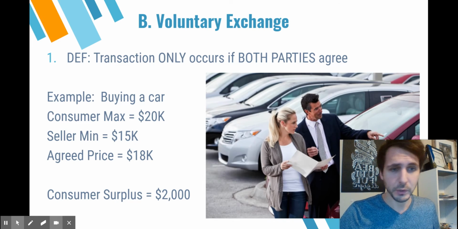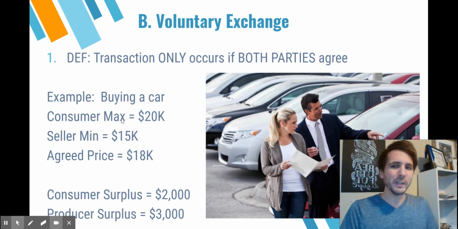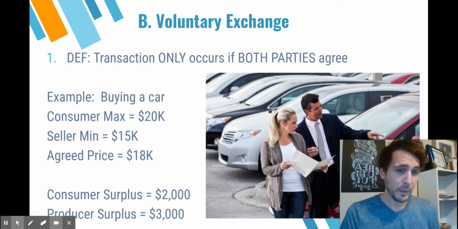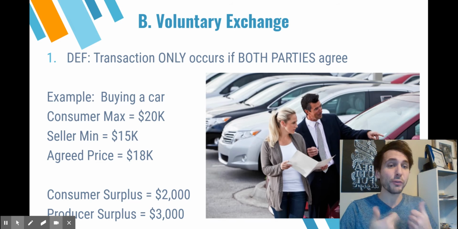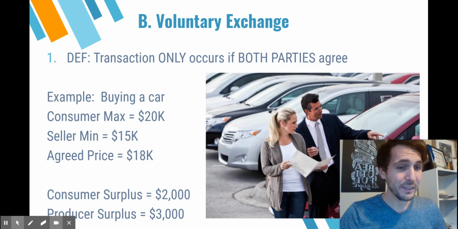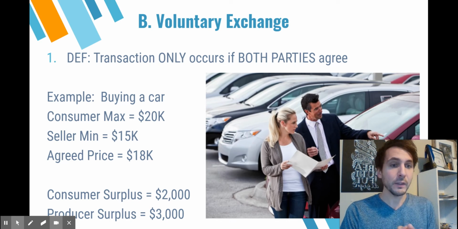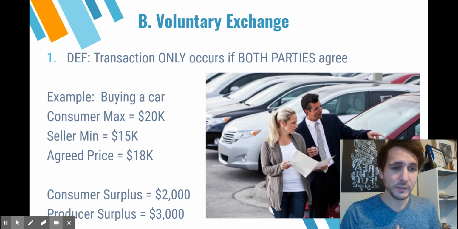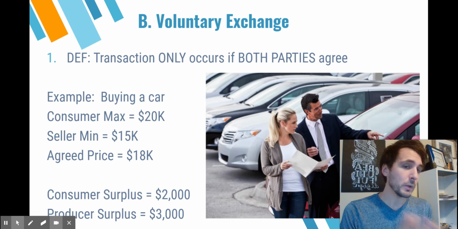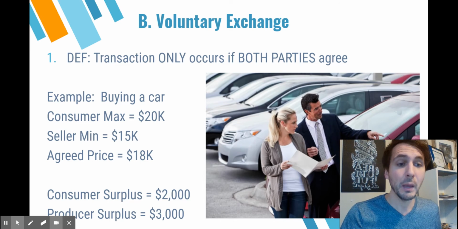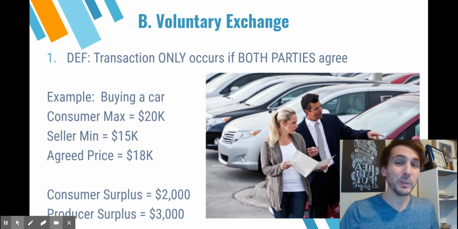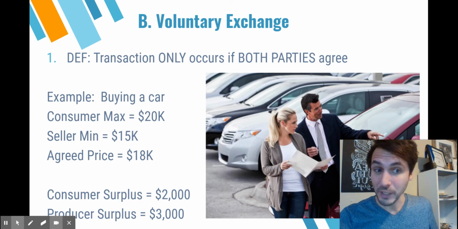What about producer surplus? Well, the producer was willing to sell it for $15,000, but didn't have to sell it for $15,000. He sold it for $18,000. So even though he was willing to accept 15, he got $3,000 extra bucks in this exchange. We call that producer surplus. And if it's a true, pure, efficient marketplace, then total surplus is going to be maximized. And this exchange is always going to result in both consumer and producer surplus. Both of them are going to win, which is why they agree on the voluntary exchange.